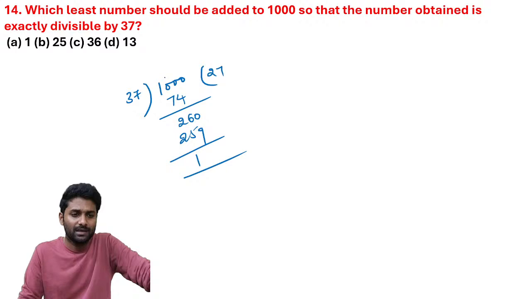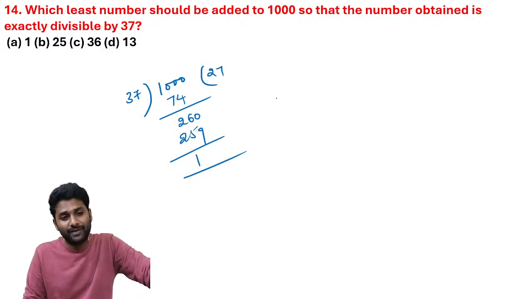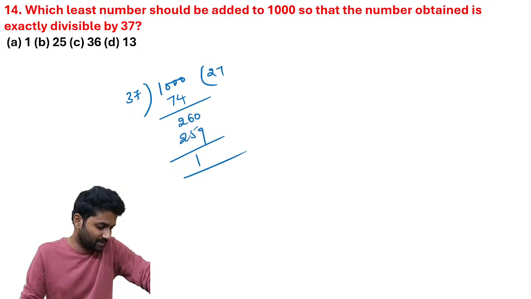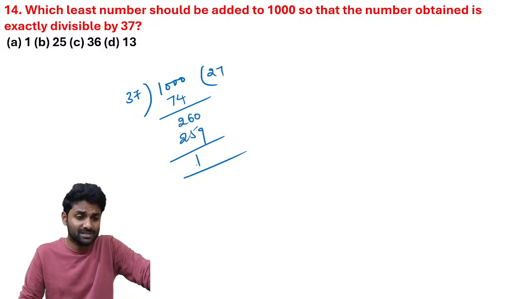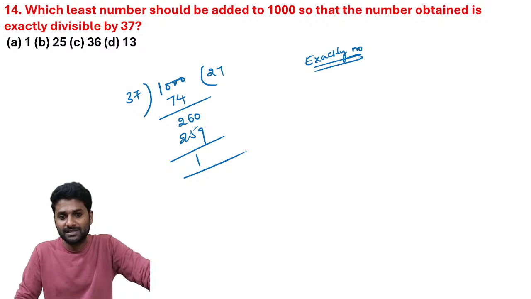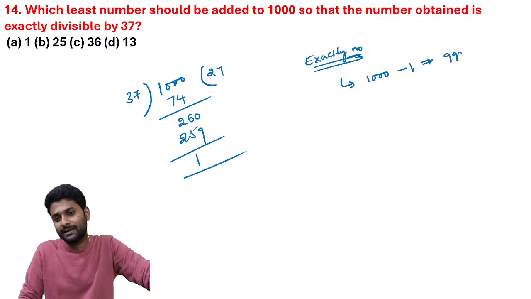Guys, here see, if 1000 were exactly divisible by 37, you would get 0. But here the remainder is 1. If the remainder is 1, then which value should you add? Let's understand one more concept, guys. If 1000 were divisible by 37, then the remainder must be 0. But if you get 1 as a remainder, then the exact number which is exactly divisible by 37 is 1000 minus 1, which is 999.